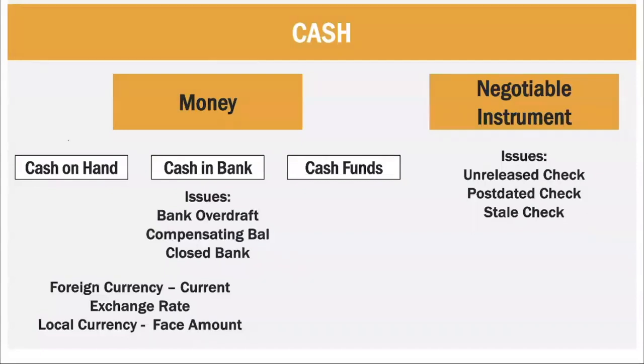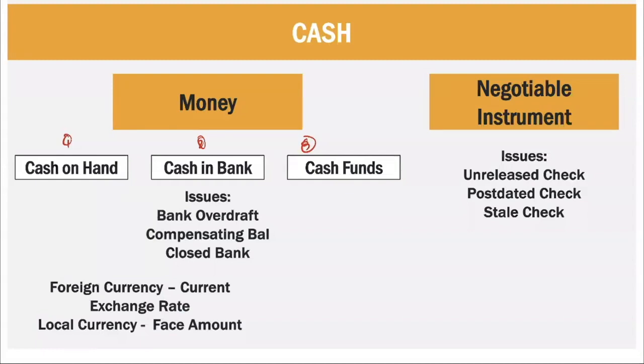So money contains these three items. We look into these three items and determine whether it will be part of cash or not. In your money, we have your cash on hand, cash in bank, and your cash funds. So what is a cash on hand? Whatever is your cash that you currently hold in your business enterprise, that is your cash on hand.